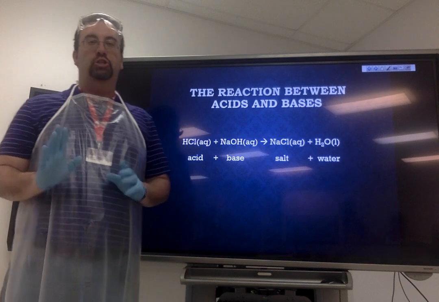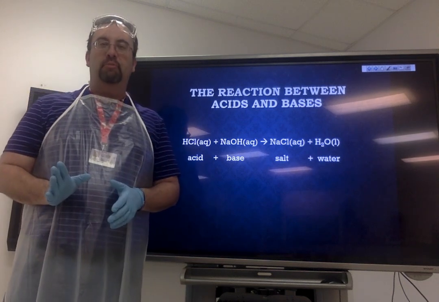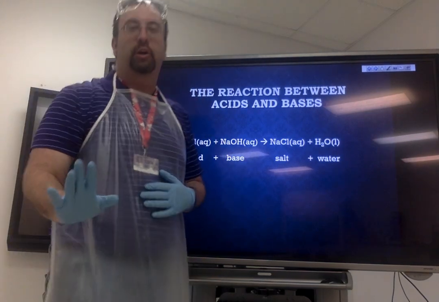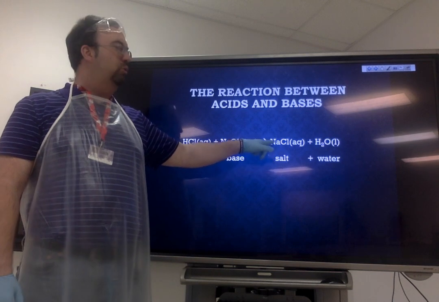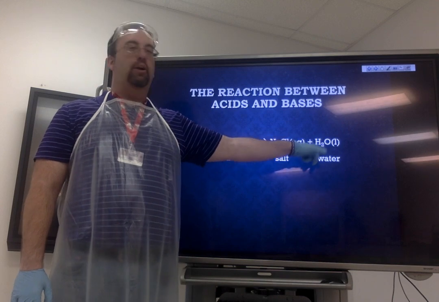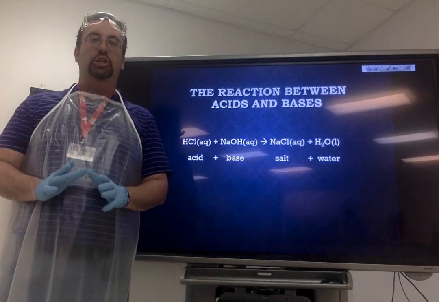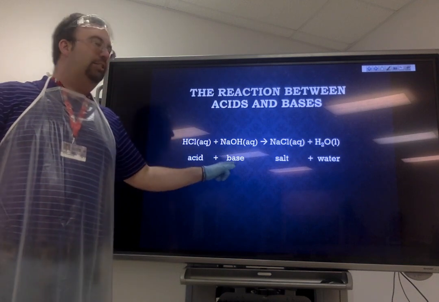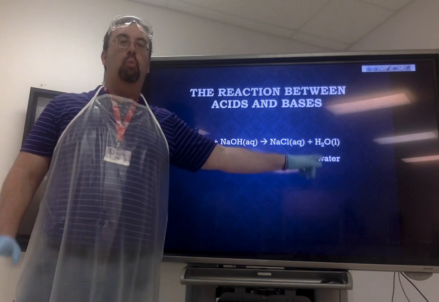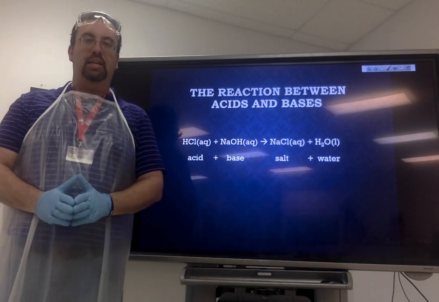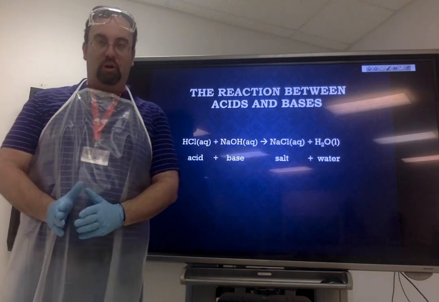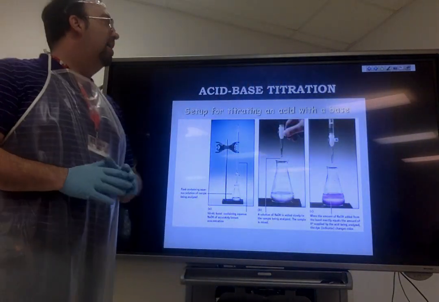And so we're going to end up forming two products. So this, as you remember from before, would be considered a double replacement reaction. We form a salt, which is good old sodium chloride, and we also end up forming our old friend water, H2O. So for a neutralization reaction, it's always an acid plus a base will form a salt, which in this case is sodium chloride, and water. And so the titration that we'll be doing today will involve reacting these two reactants together, and we will be forming these two products. All right.